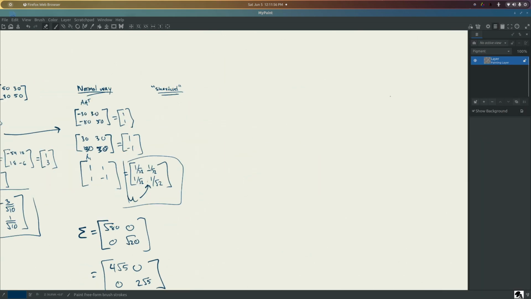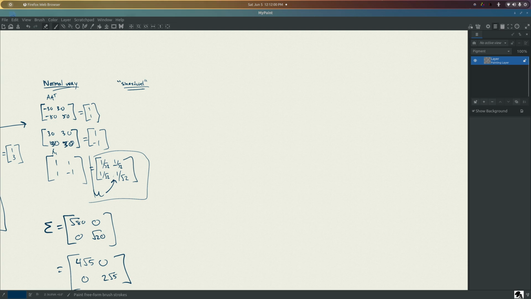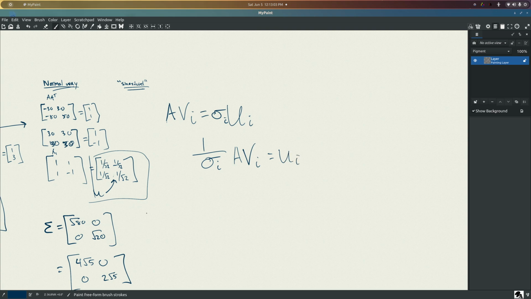All right, now we can do the other method, which is the shortcut. We can use a step in between that says A V of i equals sigma i, U of i. So we can change this to the form 1 over sigma i, A, V of i equals U of i. We can just do this for the only two that we have.